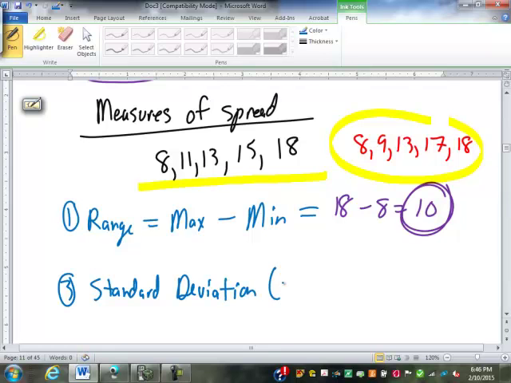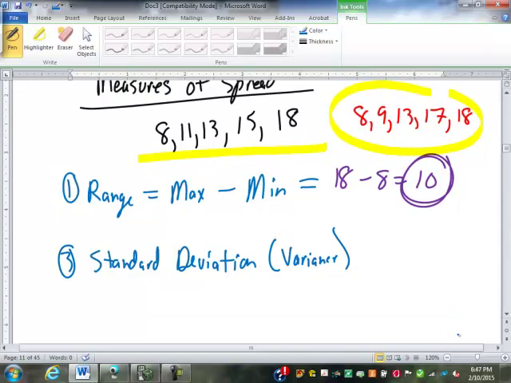Tied in with the standard deviation is also something called the variance, which is just one step short of the standard deviation. So I'll point that out when we get to it. So let's take those two sets of numbers and let's go through and find the standard deviation of it.